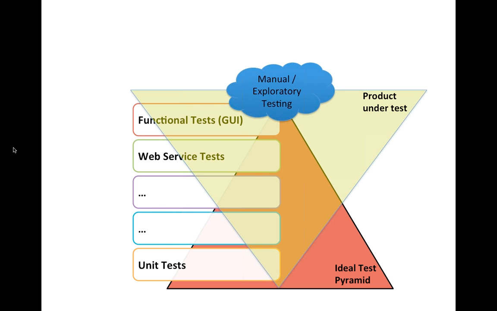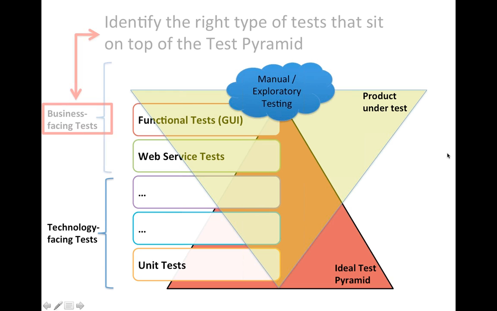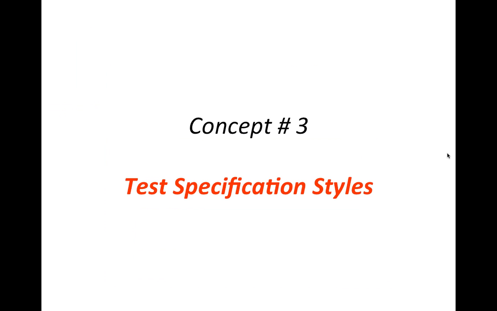So, how are we going to achieve looking at this big picture and do effective testing as our regression suite? We saw this ideal test pyramid image earlier. We saw that the lower level is the technology facing tests. Our focus in this session is to identify the right type of tests that sit on top of the test pyramid, which includes manual exploratory testing, functional testing, web service testing. Wherever you get a completely deployed product or a good chunk of the product deployed, how can you validate that you're doing the right form of testing at that top layer?